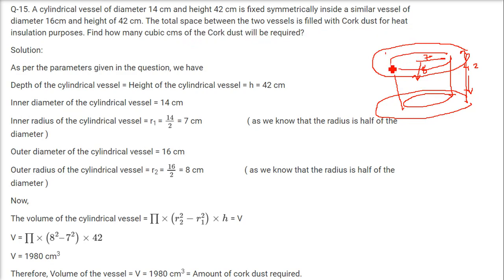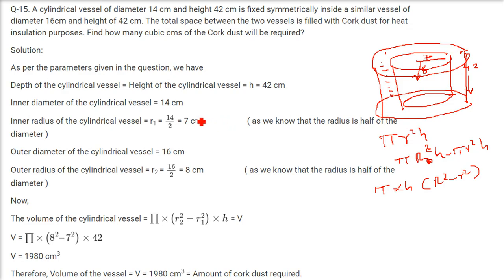The total space between the two vessels, from here to here, means this space we are talking about, is filled with cork dust for heat insulation purposes. Find how many cubic centimeters of cork dust will be required. So we need to find the volume of this region, actually, the outer region. So we'll take the volume of the outside, we'll take the volume of the inside, and just subtract it. The volume of any cylinder will be pi r square h. This capital R is the outer one. Pi R square h minus pi small r square h. It will be pi into h and R square minus small r square.